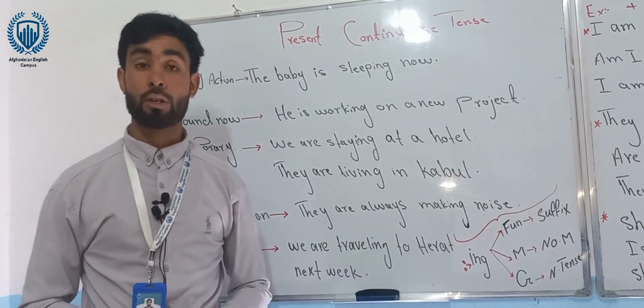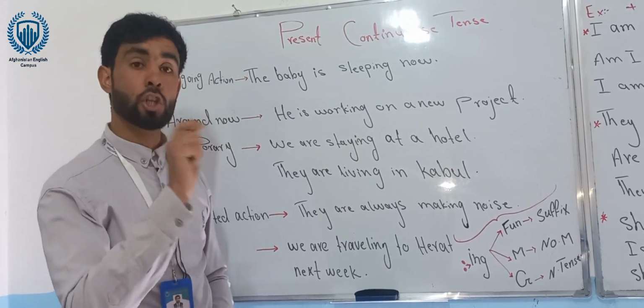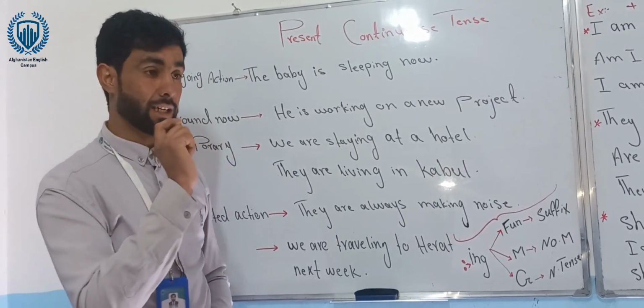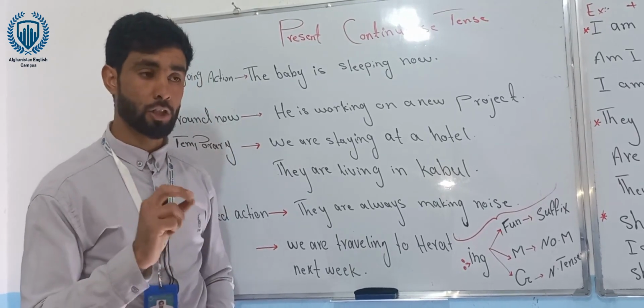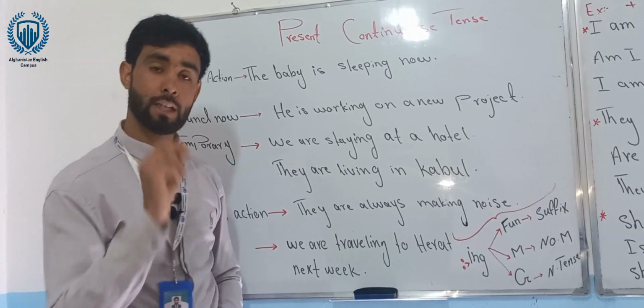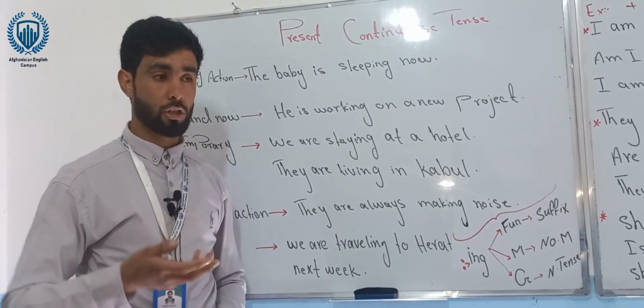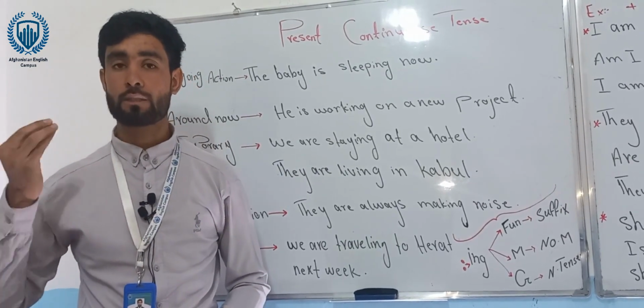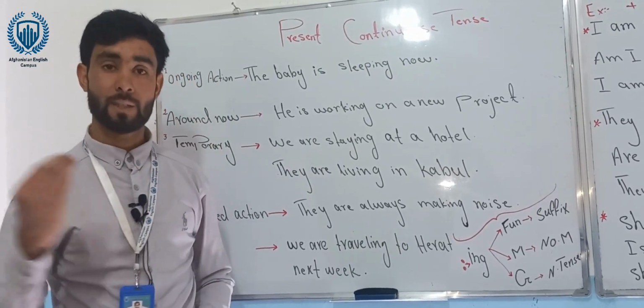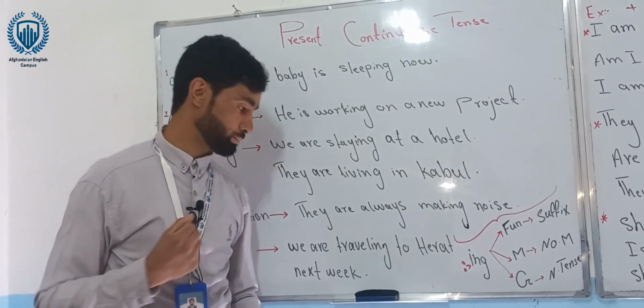Repeated action. Or if you say someone is knocking the door, it means he knocked for the first time, then after a few seconds he knocked for the second time, then for the third time he knocked. So someone is knocking the door. The sentence is present continuous, but it shows a repeated action.